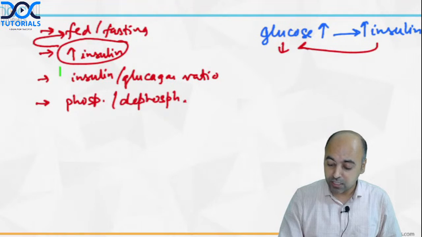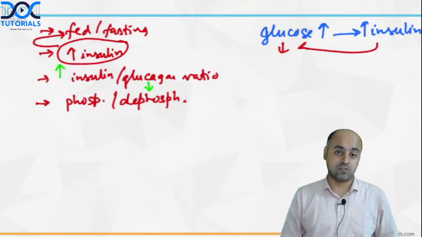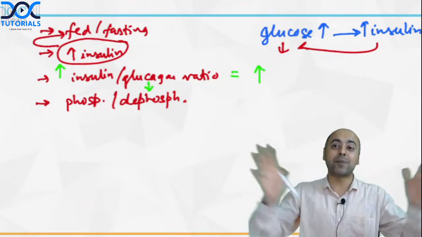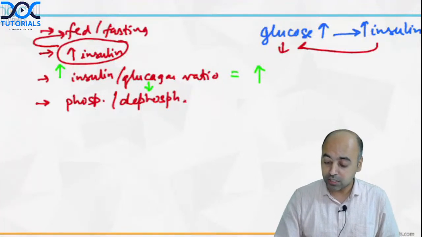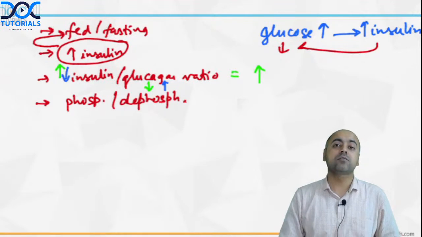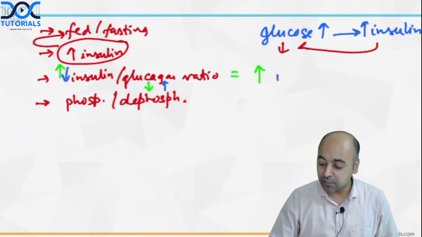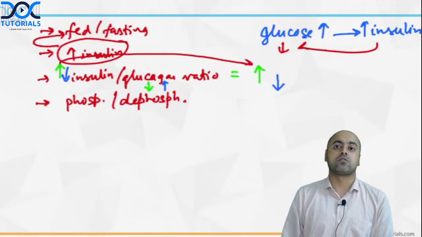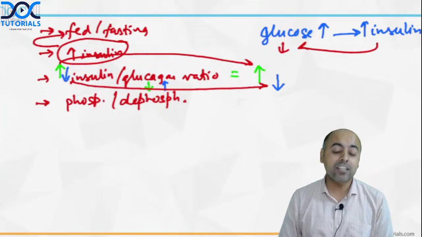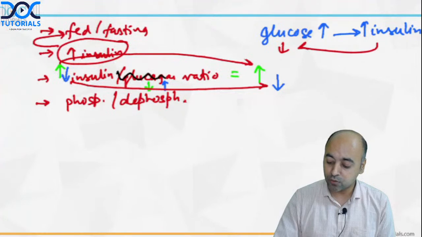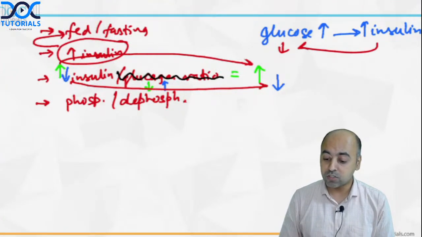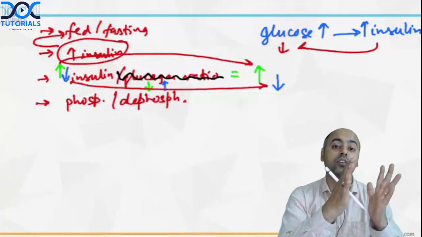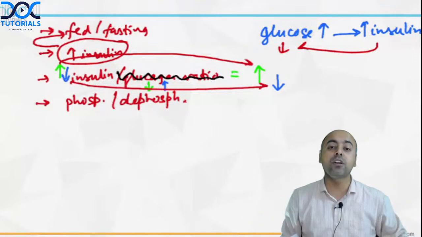So if there is an increase in insulin, the glucagon will decrease, meaning overall the ratio will increase. The numerator has expanded, the denominator has decreased, so the value of the ratio will increase. On the other hand, if the insulin decreases, the glucagon will increase. The numerator has decreased, the denominator has expanded, so the ratio will decrease. So if insulin increases, the ratio increases. If insulin decreases, the ratio decreases. Whenever you get a question on the insulin glucagon ratio, you can very quickly ignore the glucagon part. A change in insulin changes the ratio. So if it says the ratio is increased, it means insulin is increased.